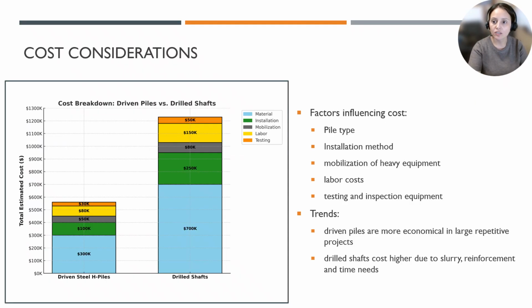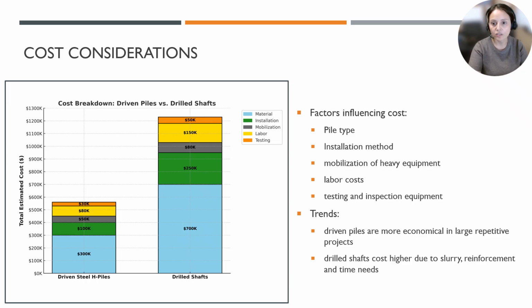Pile installation costs are shaped by several key factors. One factor is the pile type. Driven piles are usually more economical on repetitive projects, while drilled shafts are more expensive because they require slurry, reinforcement, and longer installation times. Another factor is the installation method. Driving tends to be faster and more efficient, while drilling is slower and requires specialized equipment.